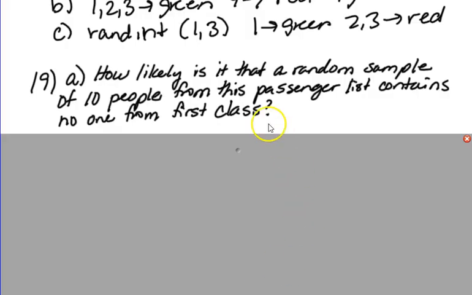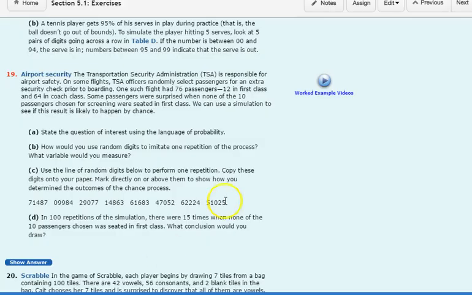Okay, so how would I write this? How likely is it that a random sample of 10 people from this passenger list contains no one from first class? Okay, that's what I'm wanting to find out. The next piece says, how would you use random digits to imitate one repetition of the process? What variable would you measure?